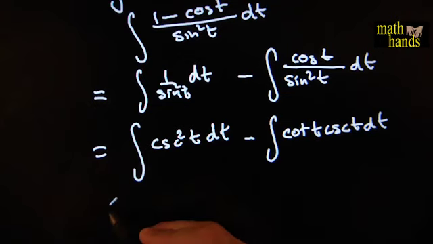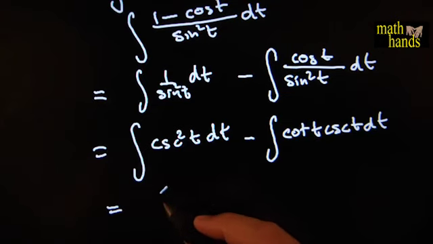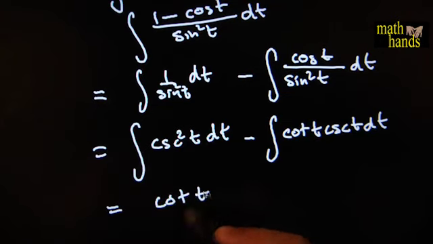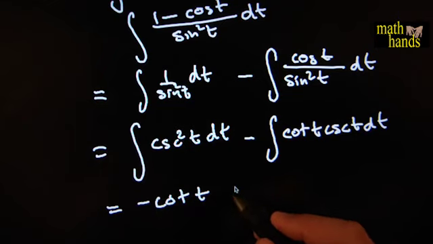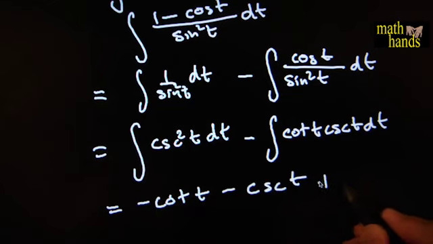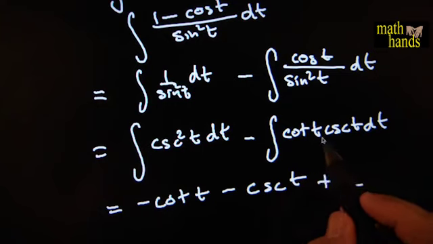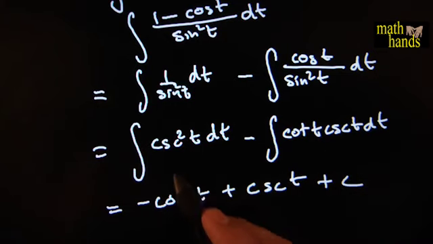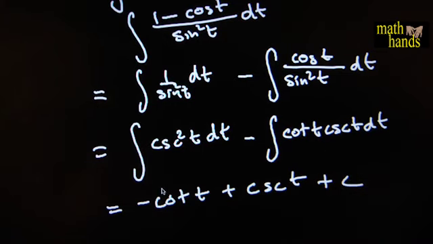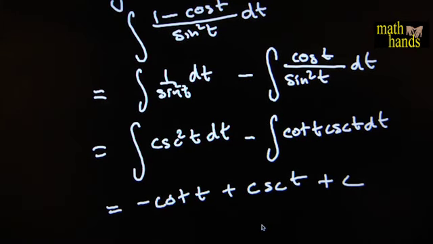Alright, so let's finish this. Cosecant squared would be negative cotangent t. And that would be negative cosecant t plus c. And I believe that changes the sign. That changes the sign. And you're set. Done. Told you. Super famous. Alright, that's enough practice for me.